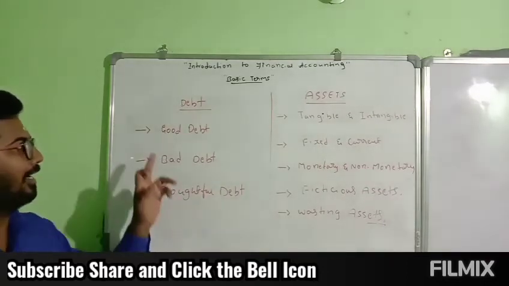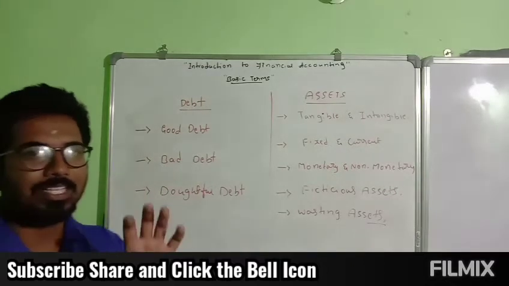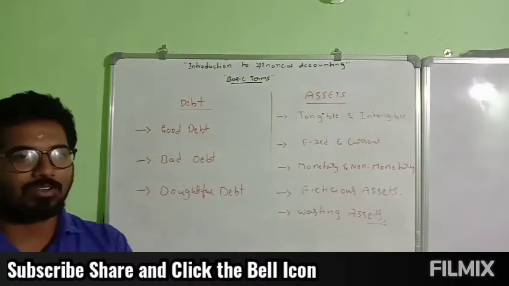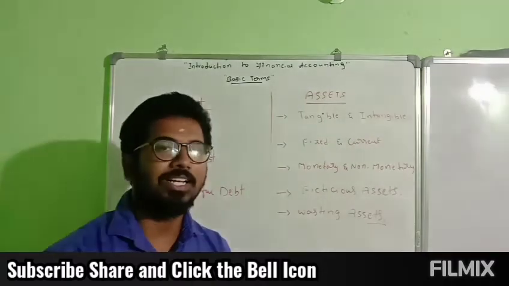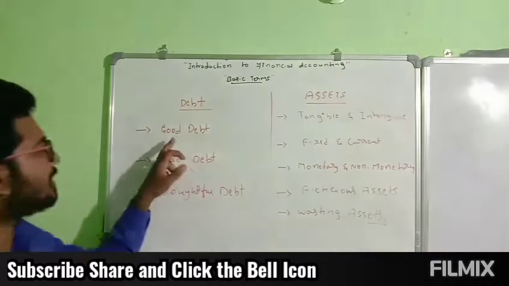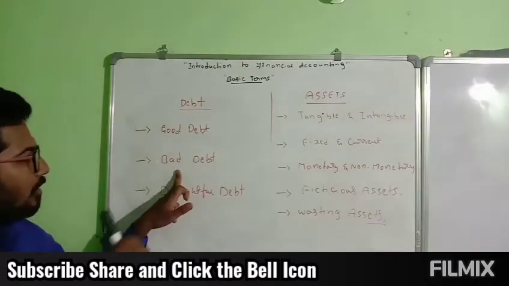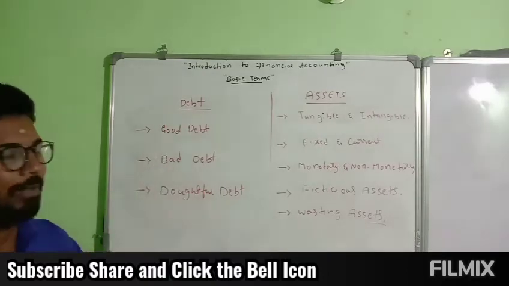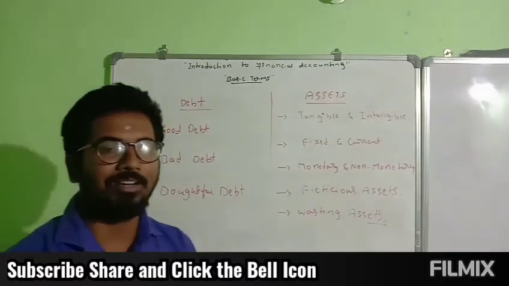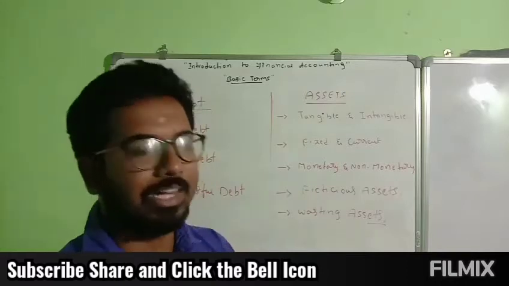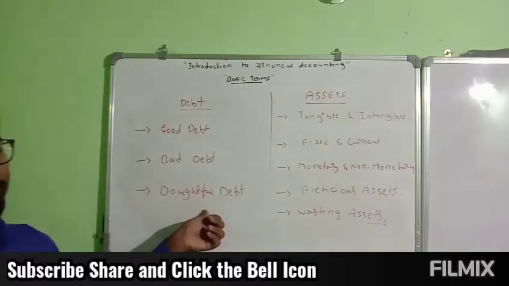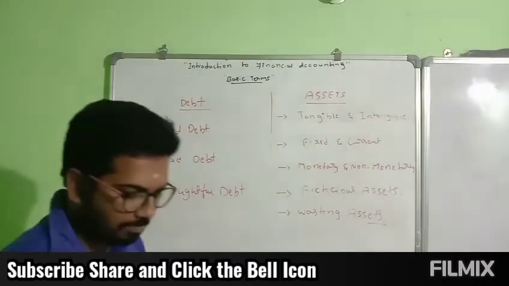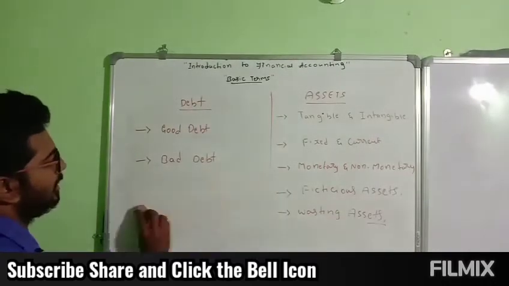The simple meaning: debt means money or things owed by any other person. If we know that he is going to clear the money, we call it good debt. If we know that he is not going to clear our money or things, it is called bad debt. If certain question marks arise about whether he will clear or not, we call it doubtful debts. So debt, we can call it three types.